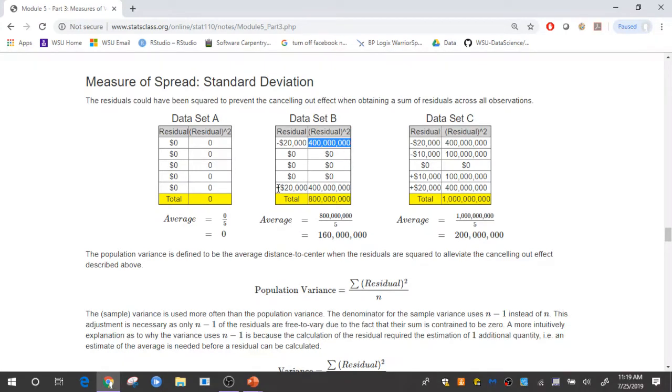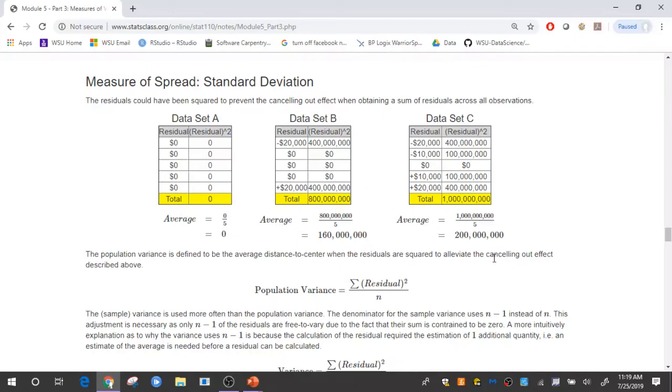I'm going to take the positive 20,000 and I'm going to square that as well. So here I'm squaring all of the residuals. That gives me another 400 billion. And then I'm going to obtain a total here. So 400 billion plus 400 billion is, I guess, 800 billion. And I divide that by 5, I get 160 billion. So this would be the average distance when I use squared residuals.